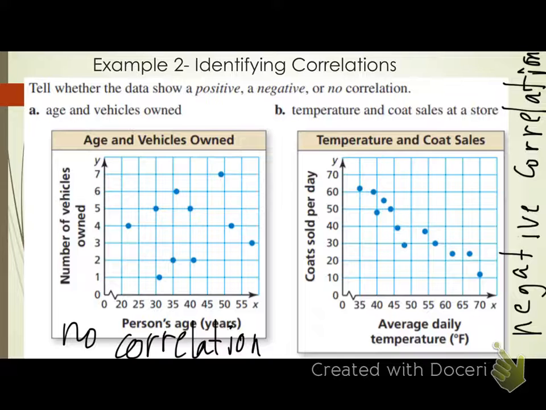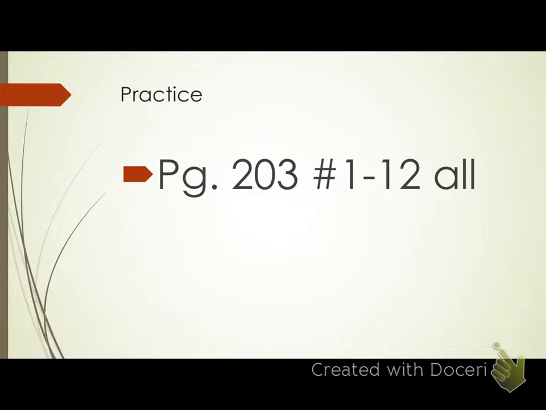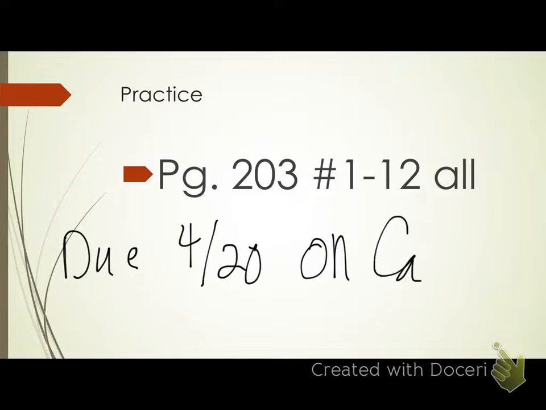Questions on example 2? Can I move on? Here's our assignment. Page 203, numbers 1 through 12, all. You're complaining? I'll bump it up. This will be due on Tuesday, April 20th on Canvas. Most of us should be able to finish this in class today.